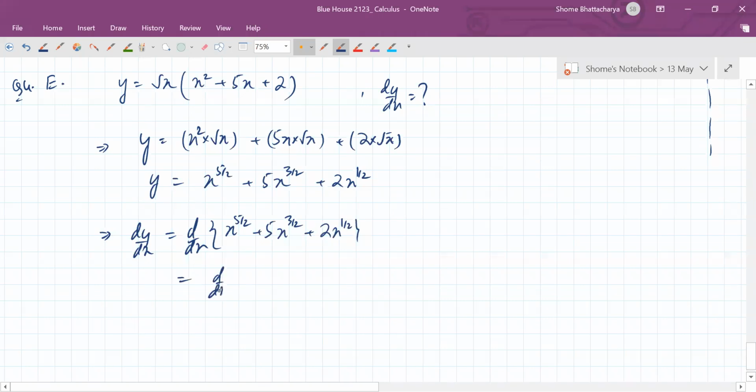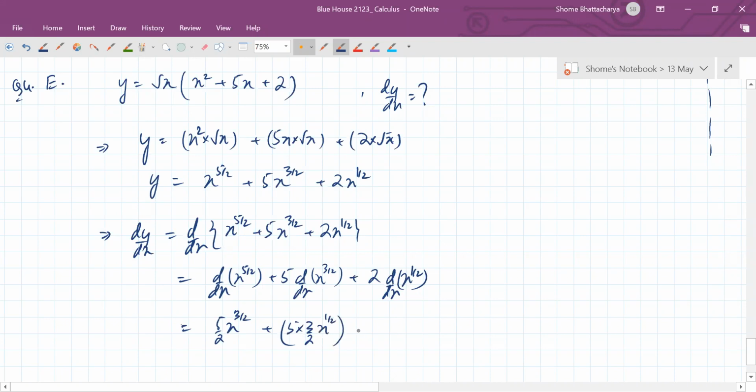So unfortunately in the hints part which I sent you, I think I missed out this 2. So there's an error in the answer. Okay, just make a correction for that. So this will become 5 by 2 x to the power 3 by 2 plus 5 into 3 by 2 x to the power half plus 2 into half x to the power minus half. So the final answer should be this.